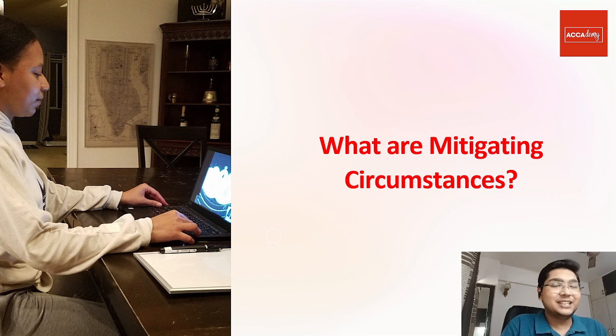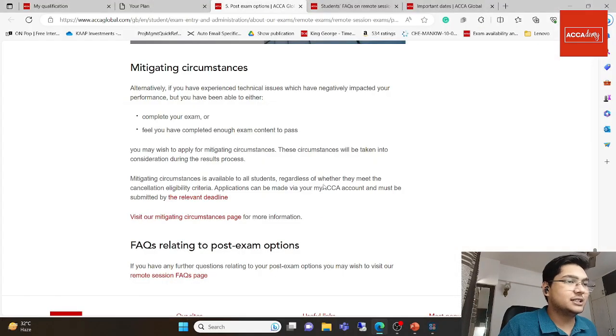So basically those are mitigating circumstances. Situations like these wherein you did face a technical difficulty, but at the same time you were able to complete your examination, but again you think that maybe you could have performed better, are known as mitigating circumstances. So let's see, how do you file mitigating circumstances?